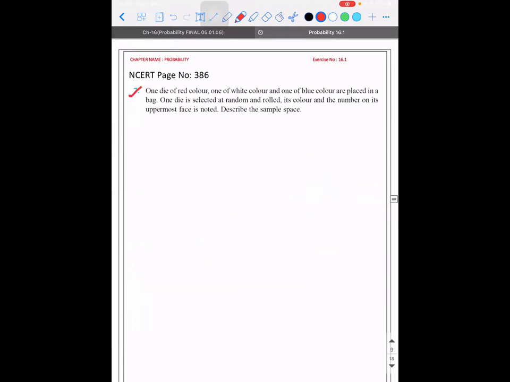Now let's do the seventh one. There is one die of red color, one of white color, and one of blue color placed in a bag. One die is selected at random and rolled. Its color and the number on its uppermost face is noted. Describe the sample space. So there is a bag. In this bag, he has one red die, one white die, and one blue die.